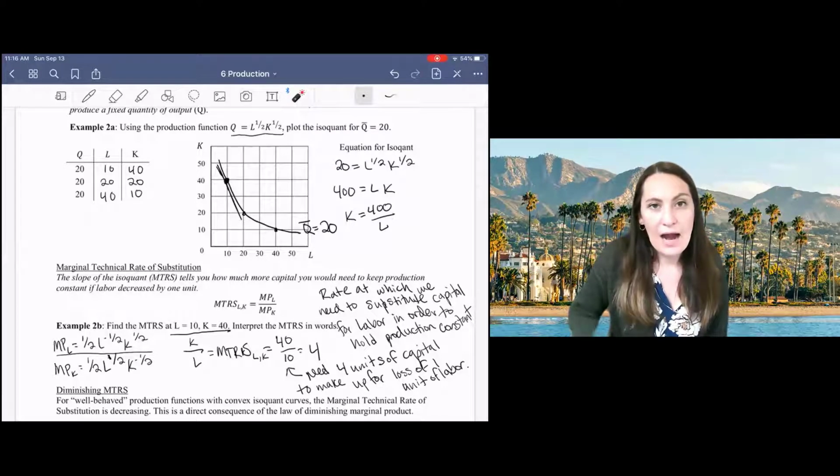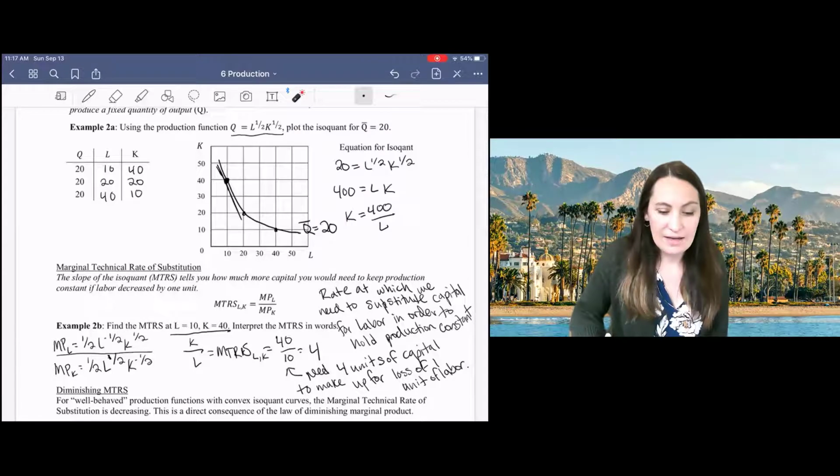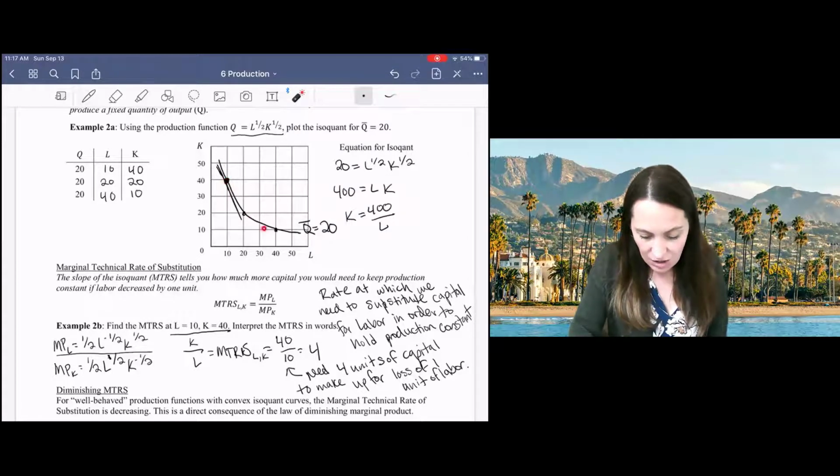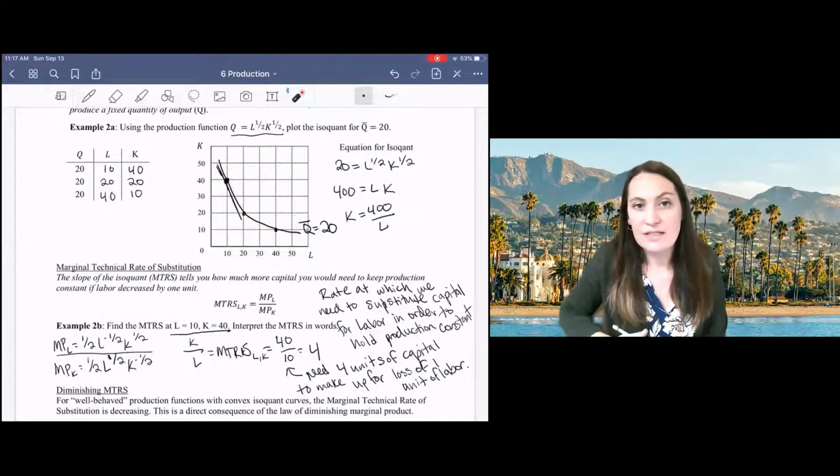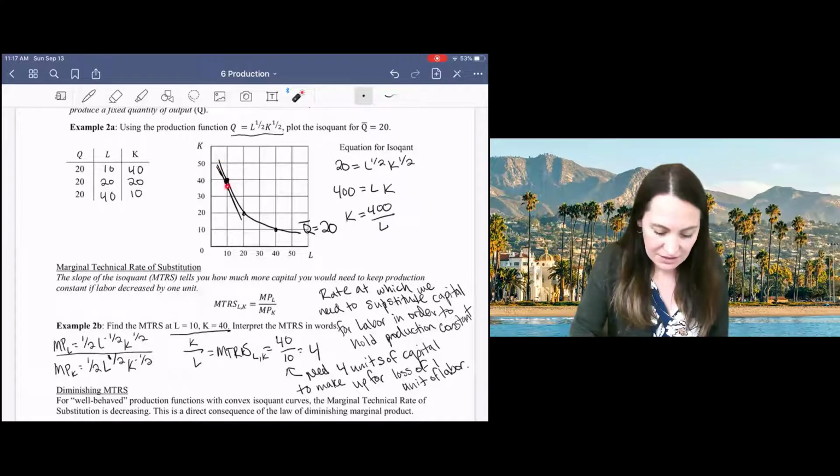So for our production function, we will assume we have diminishing marginal product, and that results in a diminishing marginal technical rate of substitution, giving us these, again, nice convex isoquants. We will look at a few other types of production functions that have different assumptions, but it's important to understand why this production function has this shape.